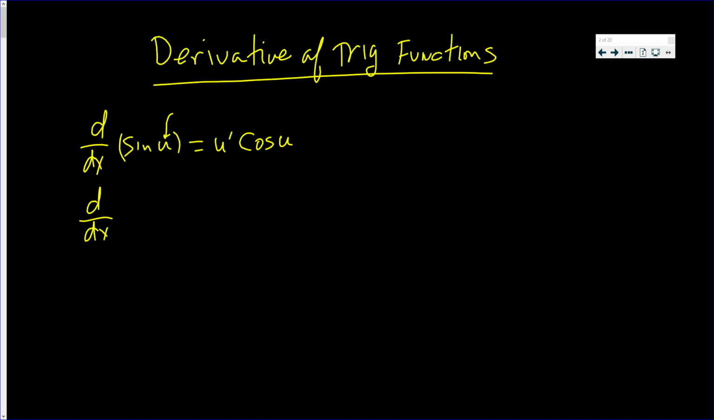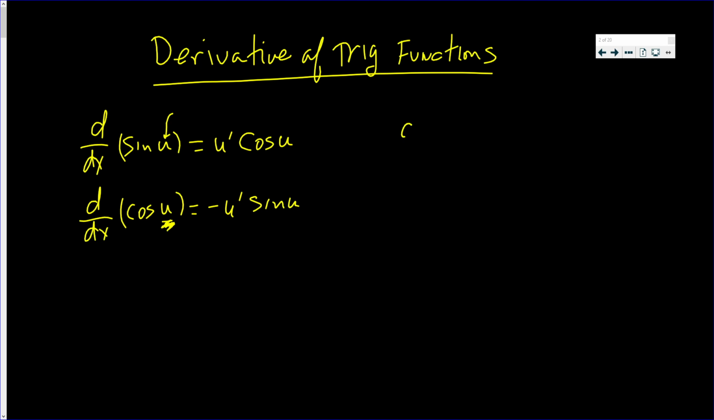The derivative of cosine of u is negative the sine of u. But instead of x, we have u. So we need to take the derivative of u. Whenever you replace something that you know the derivative for when it's just x, you can plug in u. But then you have to take the derivative of u.